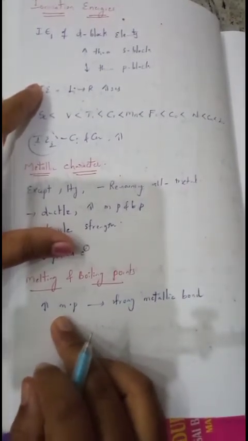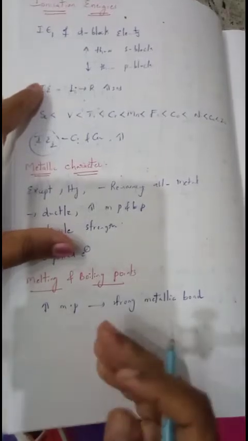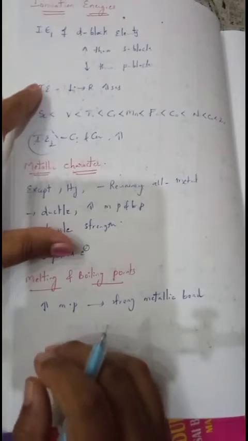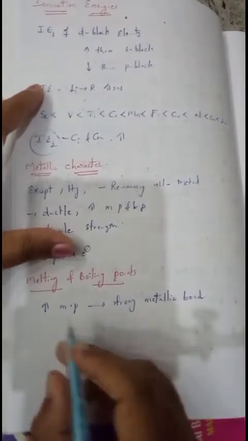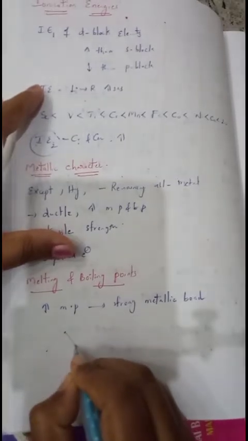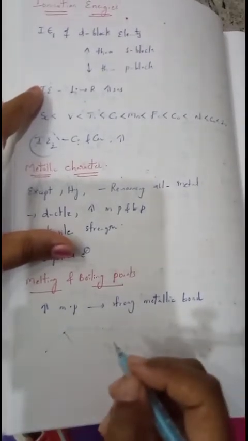So in each series, the melting points of these elements rise to a maximum value and then decrease with increase in the atomic number. First the melting points rise to a higher value, then decrease slowly with increase in the atomic number.